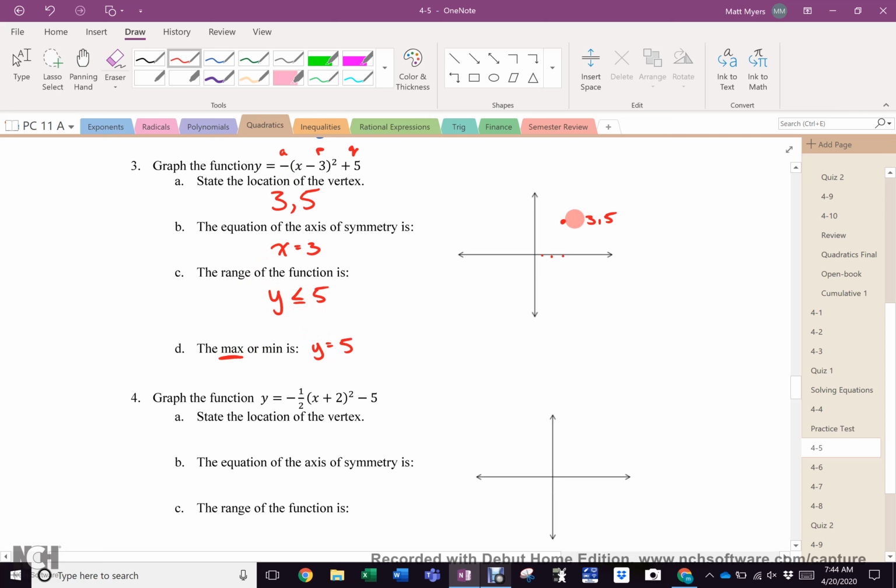Normally I'd go over 1 and down 1, but I've got an a value, but it's only 1. So I go over 1, down 1, 4, 4, and then automatically 2, 4. Then I go over 2 and down 4. So here I am at 5, 1. And then over here, I'd be at 1, 1. And I would look like this. And then the last one.